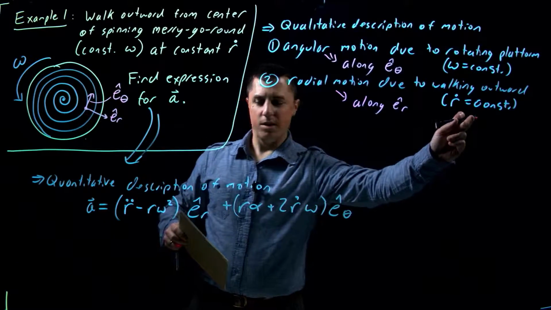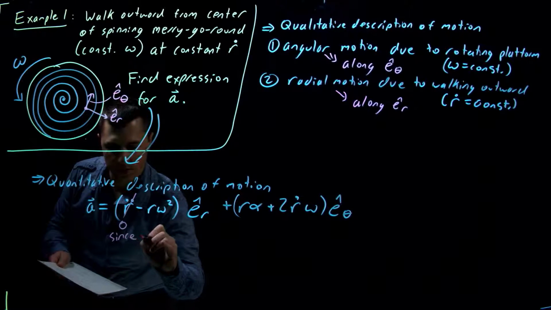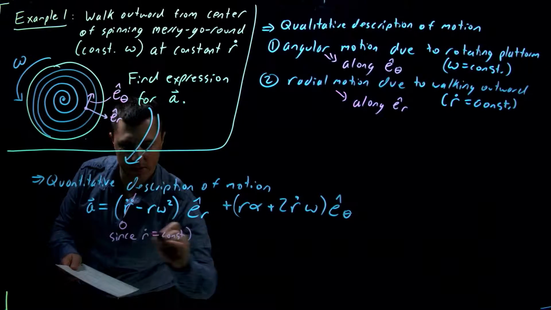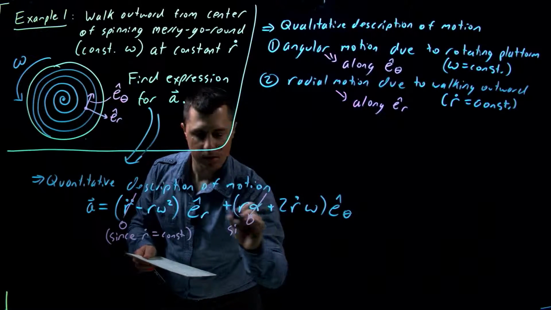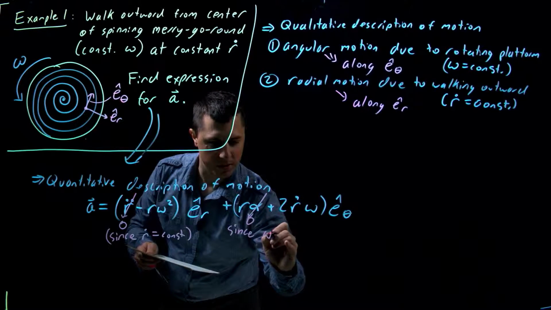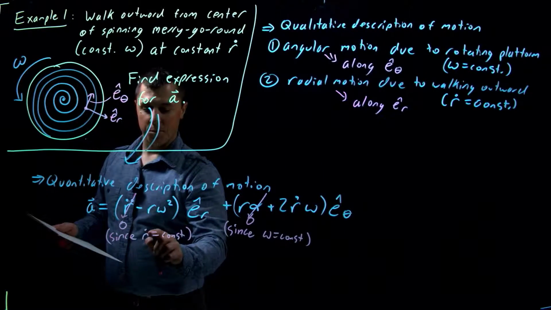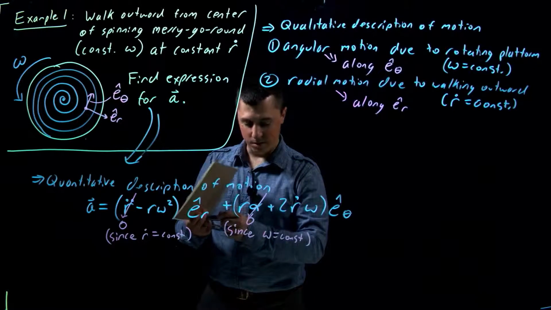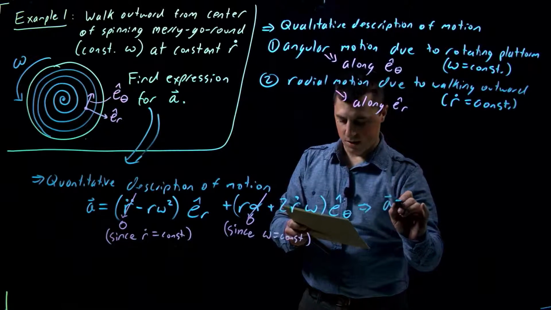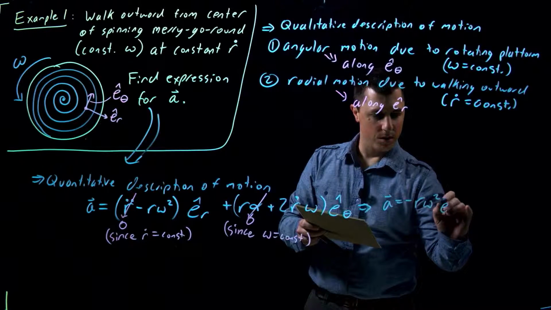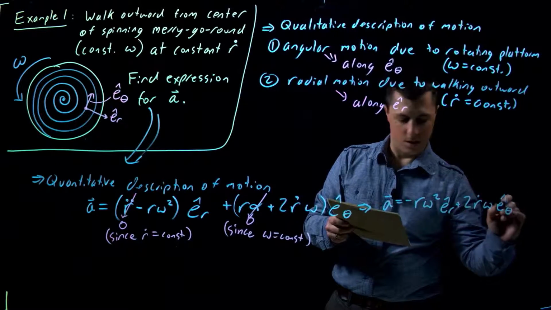Well, r dot is constant, so r double dot is 0. And alpha is also 0, since omega is constant. Alpha is the time derivative of omega, and r double dot is the time derivative of r dot, so those two things we know are 0. That leads us to the final result. Let me put it over here. The acceleration vector is minus r omega squared e_r plus 2 r dot omega e_theta.